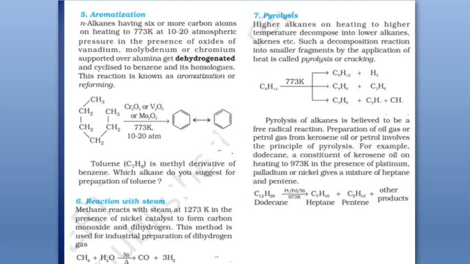Next come to aromatization. Let's take an example of hexane, and it is subjected to Cr2O3, V2O5 or Mo2O3 in presence of 773 Kelvin temperature with 10 to 20 atm pressure. It will produce benzene by dehydrogenation of hexane.